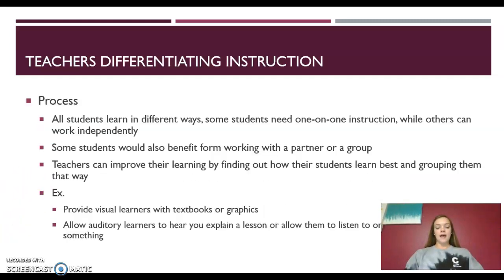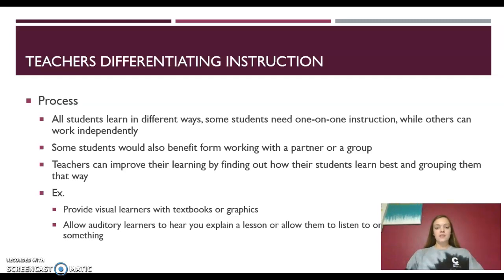The next step is process. All students learn in different ways, and some students need one-on-one instruction, while others can work independently. There are also students who could benefit from working with a partner or a group, and teachers can improve students' learning by finding out the ways that students learn best, whether that be one-on-one or group instruction.